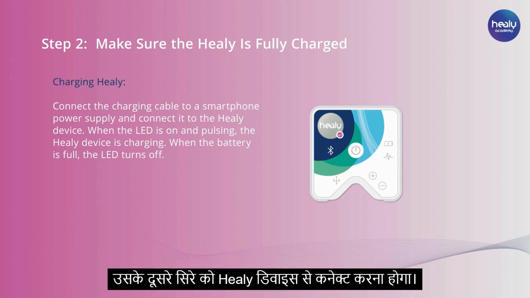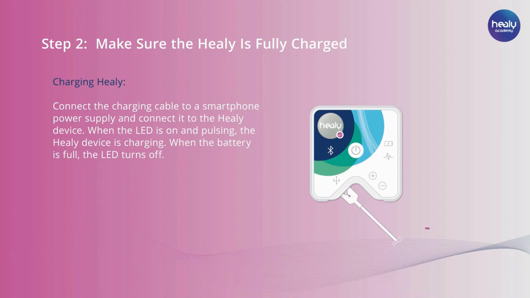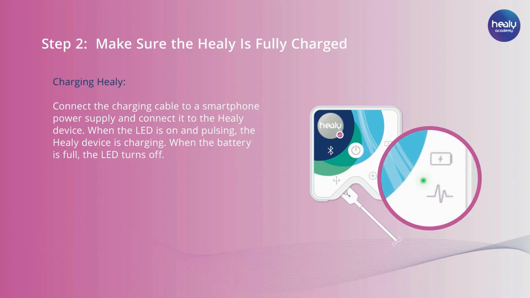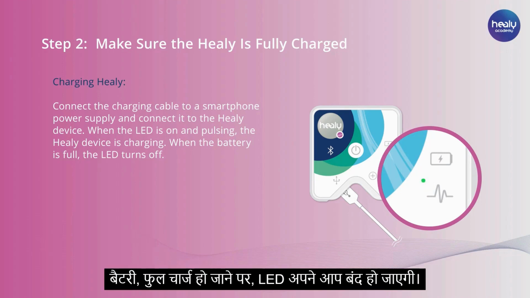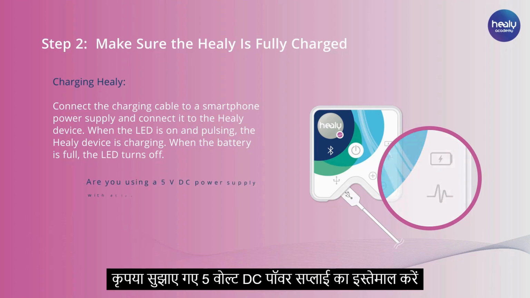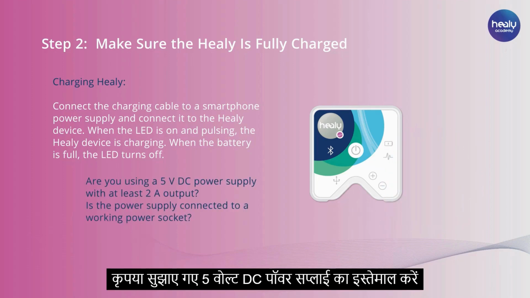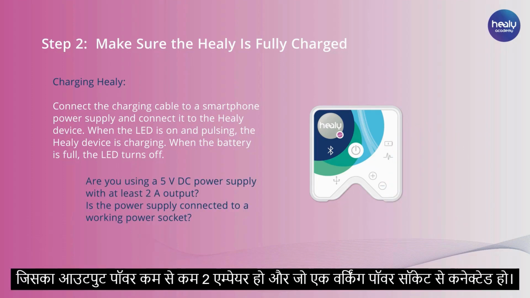To charge your Healy device, you must first connect the charging cable to a smartphone power supply and then connect the other end to the Healy device. During charging, the battery LED will pulse. When the battery is full, the LED will automatically turn off. Please make sure to use the recommended 5-volt DC power supply with at least 2 amperes output power and that is connected to a working power socket.